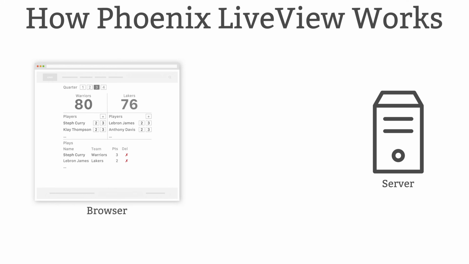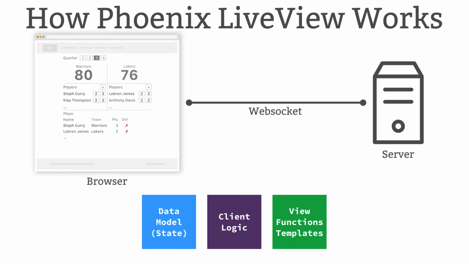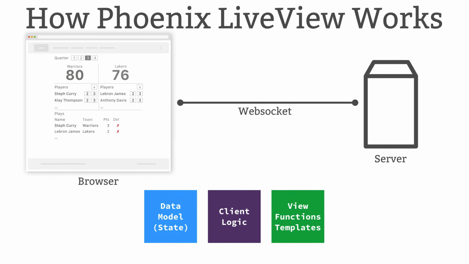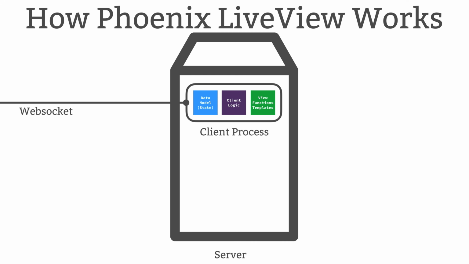Well, let me explain. Immediately after loading the LiveView page in the browser, a WebSocket connection is made to the server. Now, you see these parts right here that exist in a single-page app, the model or state, the client logic, and the view parts? Well, these exist in a Phoenix LiveView, but they don't reside in the browser. They actually live in the client-specific process on the Phoenix server. Okay, so how does this work?